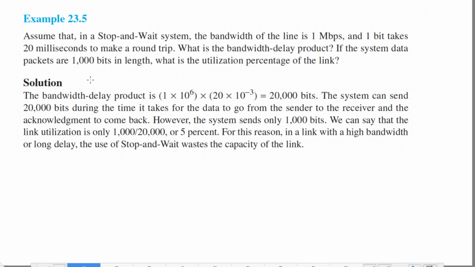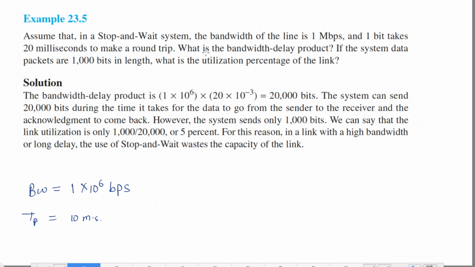Let's solve this question in stop and wait. They are asking that the bandwidth is given to be 1 Mbps and 1 bit takes 20 milliseconds to make a round trip, which means bandwidth is 1 Mbps. Let me multiply by 10 to the power 6 bps, and 1 bit takes 20 milliseconds to make a round trip, which means the propagation time will be 10 milliseconds only, because the round trip is taking 20 milliseconds. Then what they are asking, what is the bandwidth delay product?